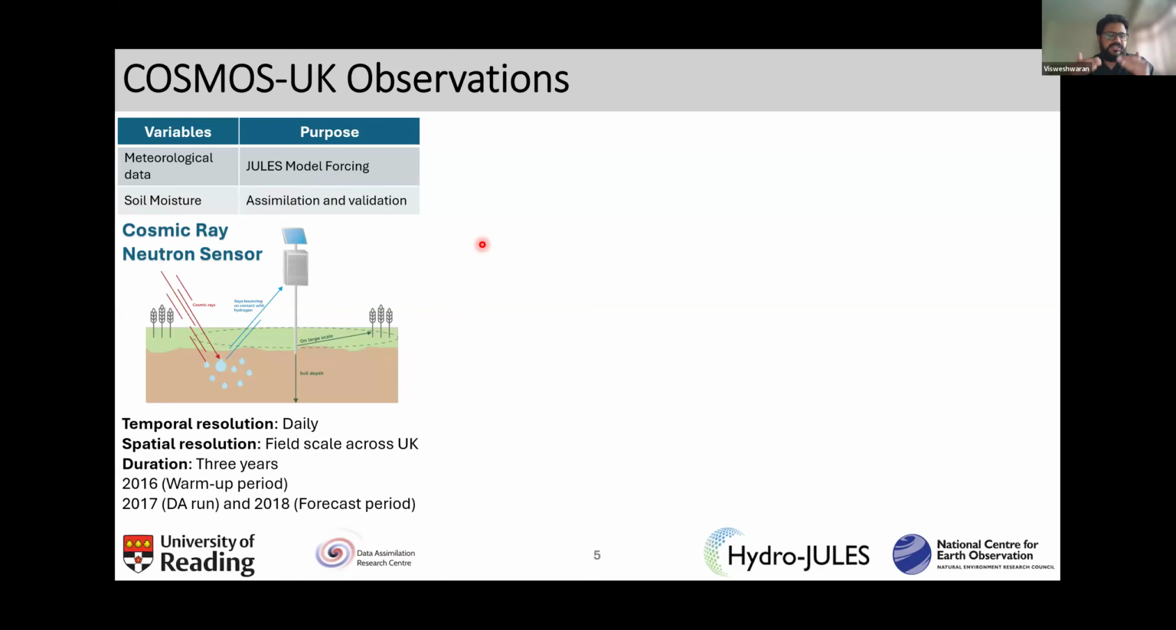This inverse relationship is used to estimate the soil moisture at the field scale level, which is quite good. We have used these soil moisture observations for three years: 2016 as a warm-up period, 2017 as the data assimilation run, and 2018 as the forecast period.